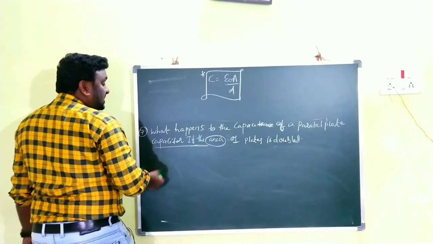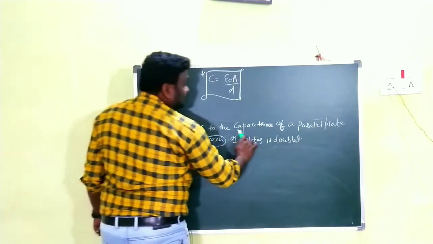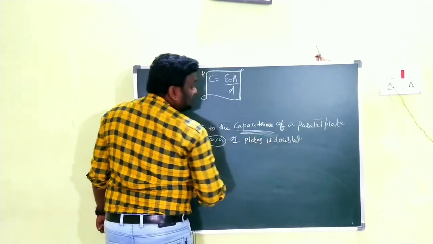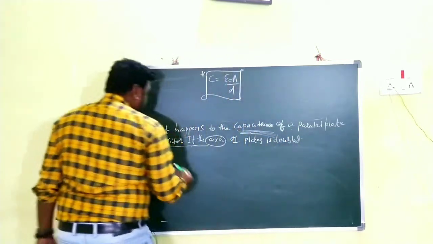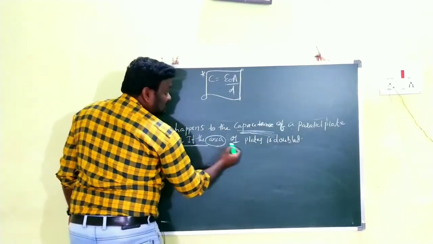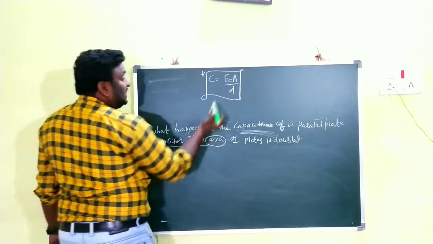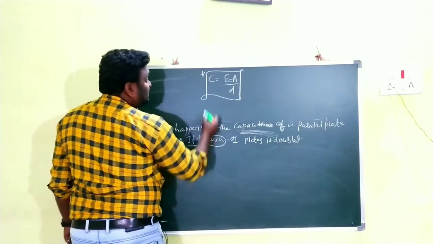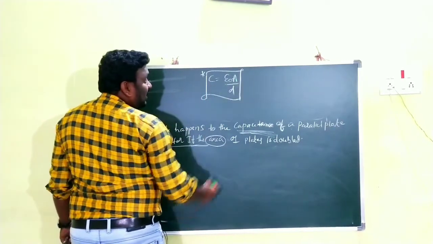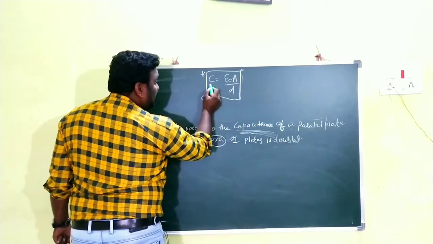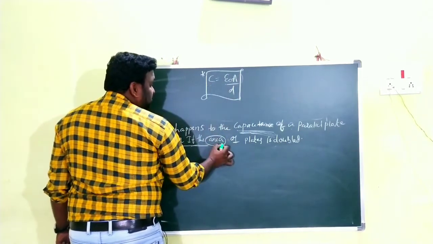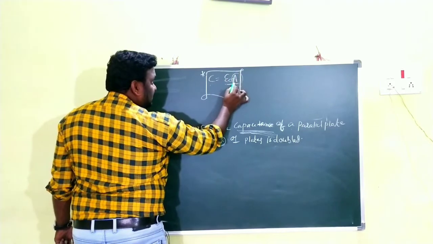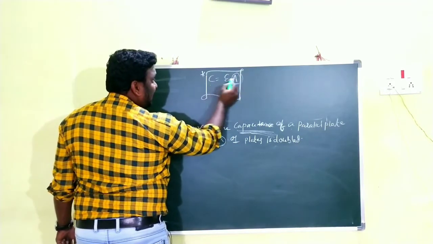In this case, what he was asking is, what happens to the capacitance of the parallel plate capacitor if the area is doubled? That means in that problem he was asking only about capacitance and area. If the area is doubled, what happens to the capacitance? So in that question he was raising the relation between capacitance and area only.